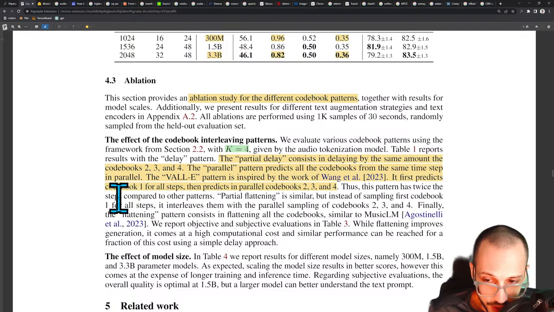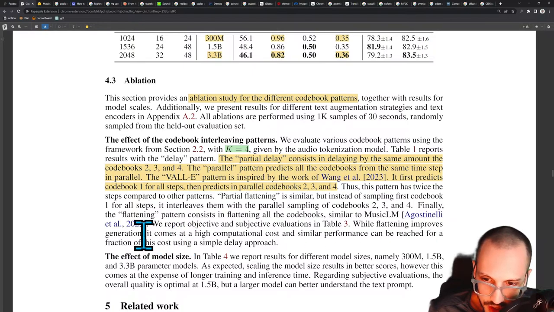Thus, this pattern has twice the number of steps. Partial flattening is similar, but instead of sampling the first codebook for all steps, it interleaves them with the parallel sampling of codebooks 2, 3, and 4. Finally, the flattening pattern consists of flattening all the codebooks. We report objective and subjective.